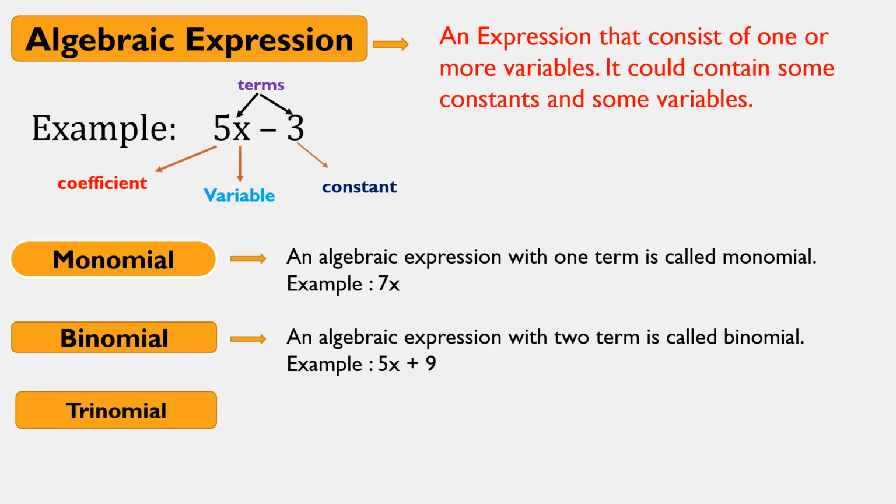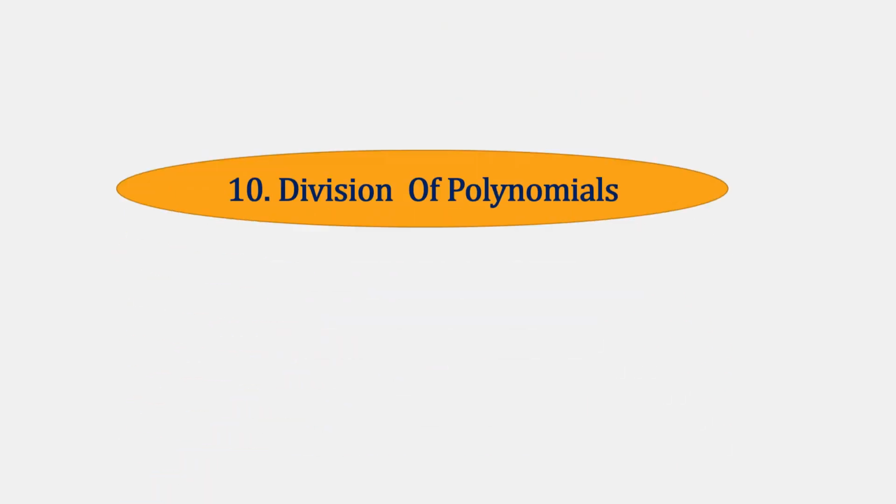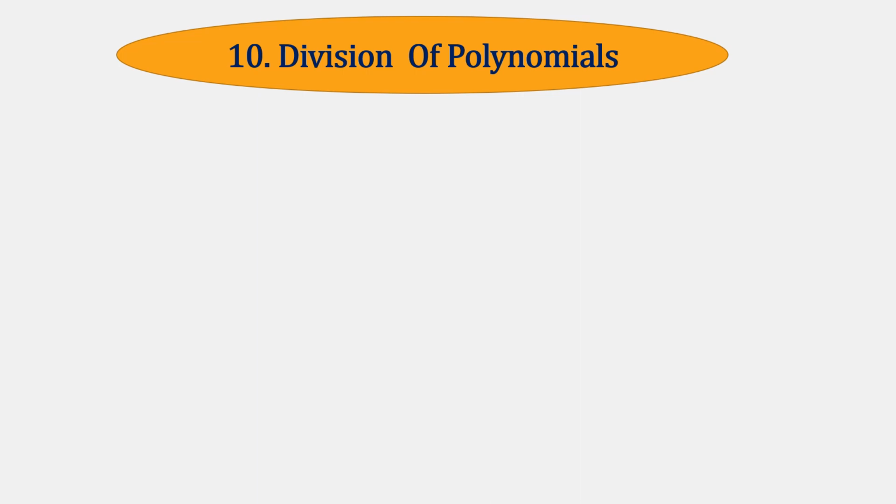Now trinomial. So what is a trinomial, students? An algebraic expression with three terms is called a trinomial. So example 7x square plus 5x plus 5. These are the three terms. So this is an example of a trinomial. So now students, we'll come to actually what is a polynomial. Now in division of polynomials, you know division. Division means to divide. This you have done. That is 12 divided by 6, you know, the answer will come 2.